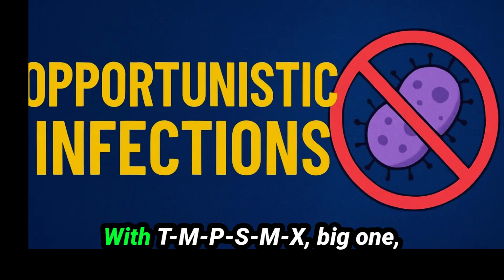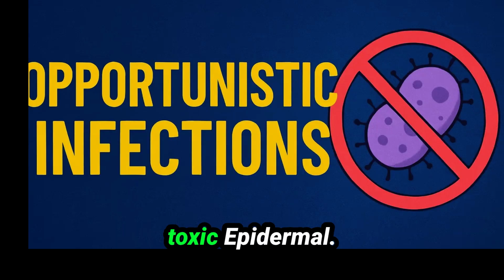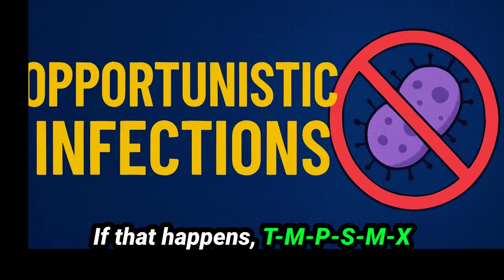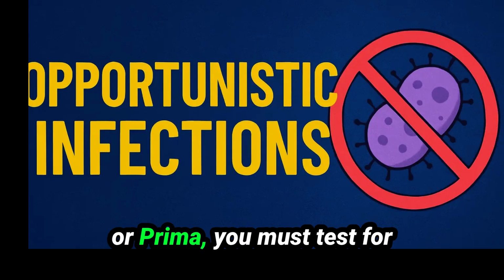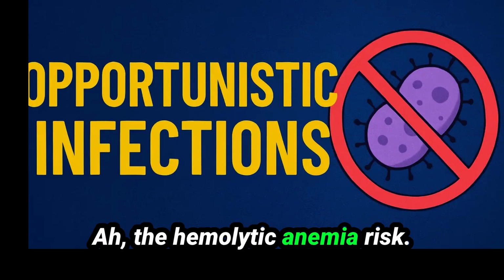And safety-wise, with TMP-SMX, the big one: Stevens-Johnson syndrome, SJS, or TEN, toxic epidermal necrolysis. Rare but devastating skin reactions. Yeah. If that happens, TMP-SMX is stopped permanently. Also, if you're using alternatives like dapsone or primaquine, you must test for G6PD deficiency first. Ah, the hemolytic anemia risk.